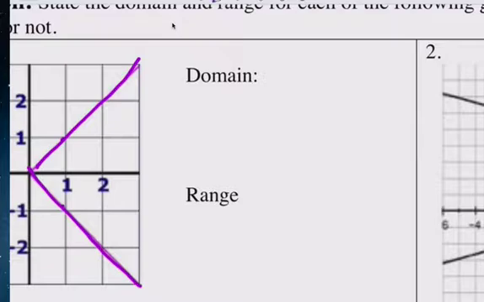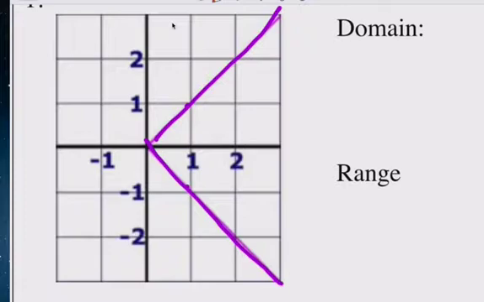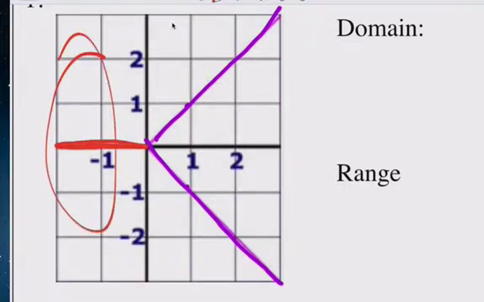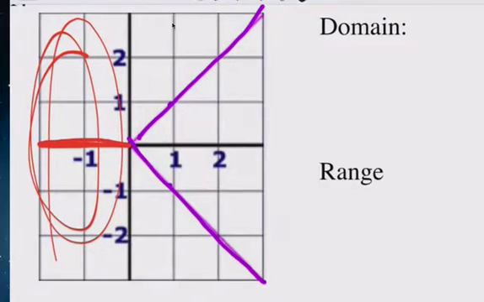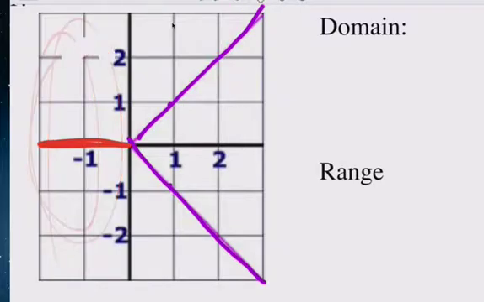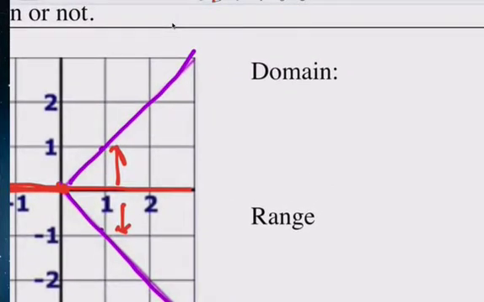Domain. Now when you're looking at domain, you look at the x. If you start here on the x line, there's no graph anywhere in this range at all, so there's no negatives. If you continue on the x, there's graph on both ends starting at 0. So your domain then is all numbers greater than or equal to 0.